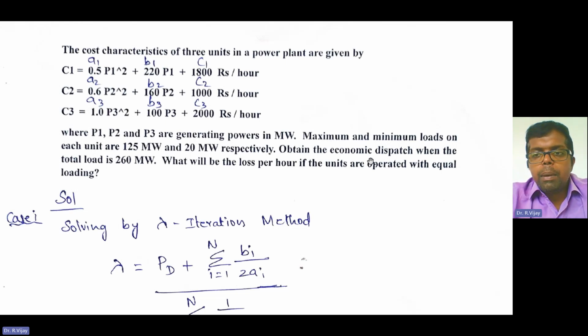Maximum and minimum loads on each unit are 125 megawatt and 20 megawatt respectively. That is, the minimum and maximum operating limits are given. So simply, they said obtain the economic dispatch when the total load is 260 megawatt. And again, they asked what will be the loss per hour if the units are operated with equal loading. So here they are asking the total loss.